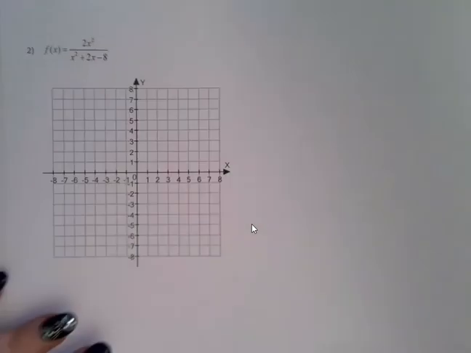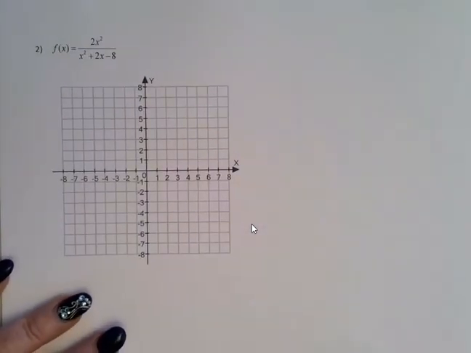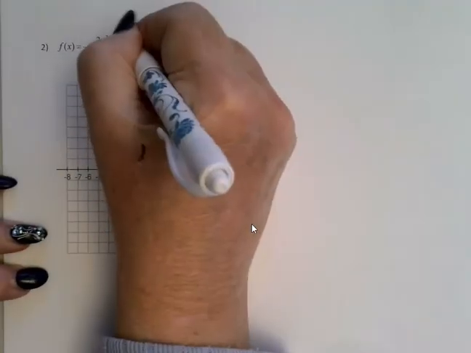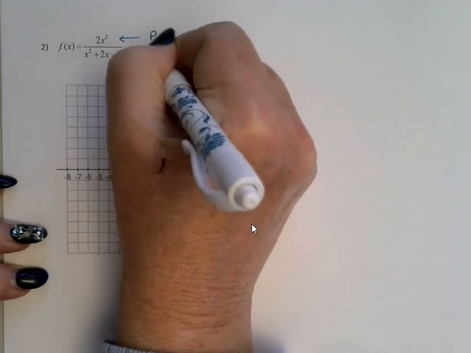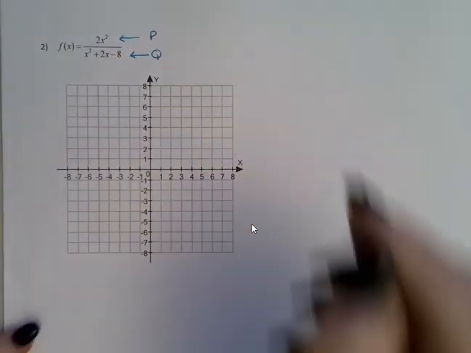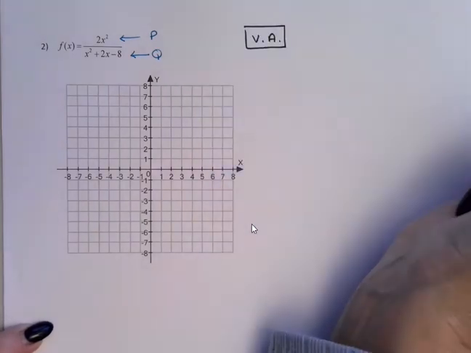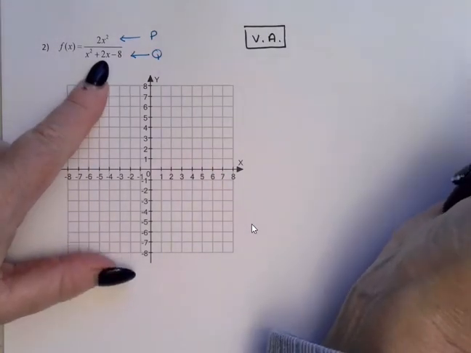All right, let's do another one. Once again, we'll identify the P and the Q, top and bottom, and start by looking for vertical asymptotes. Vertical asymptotes are where the denominator is 0.